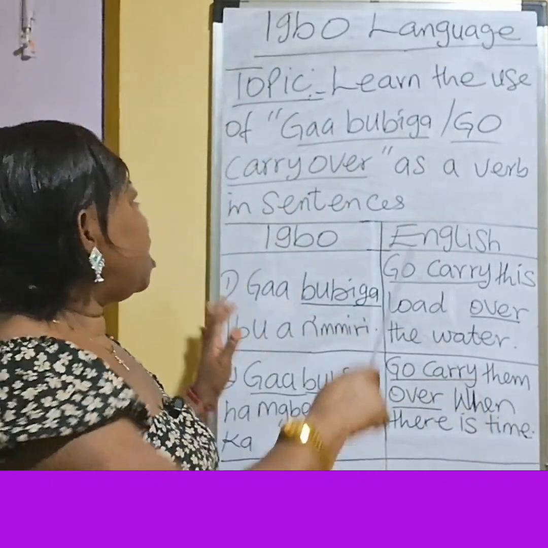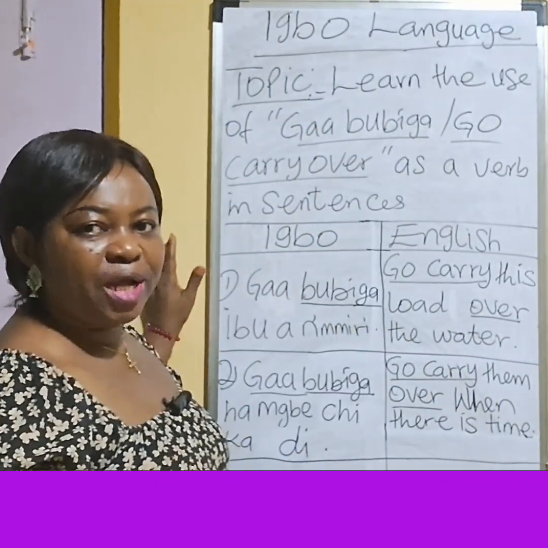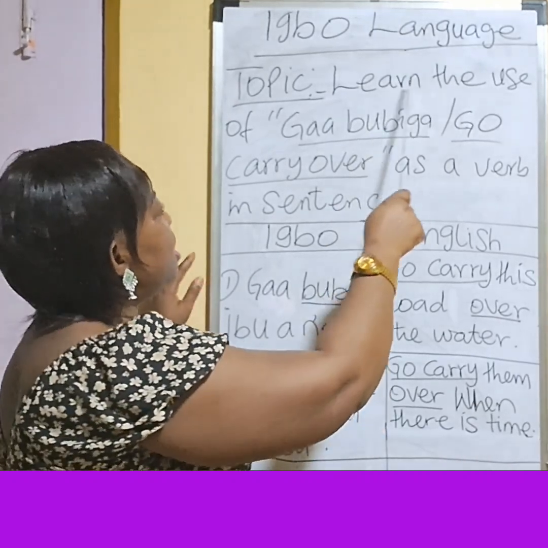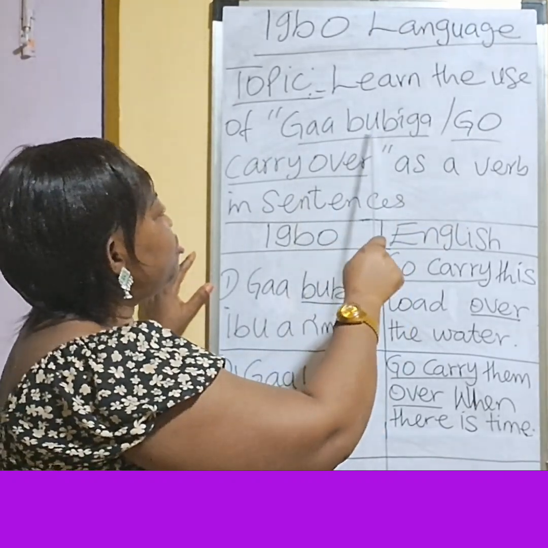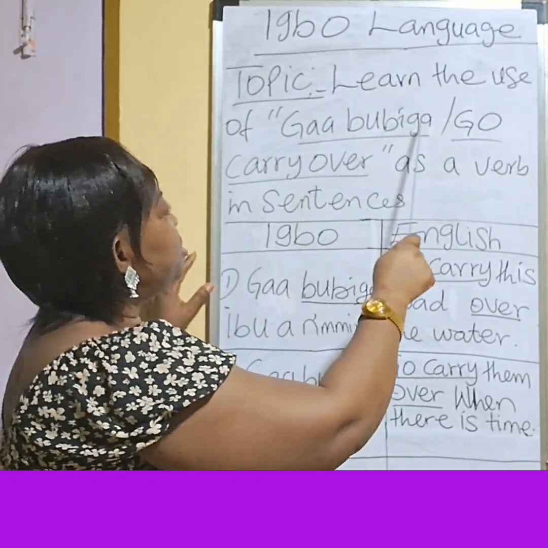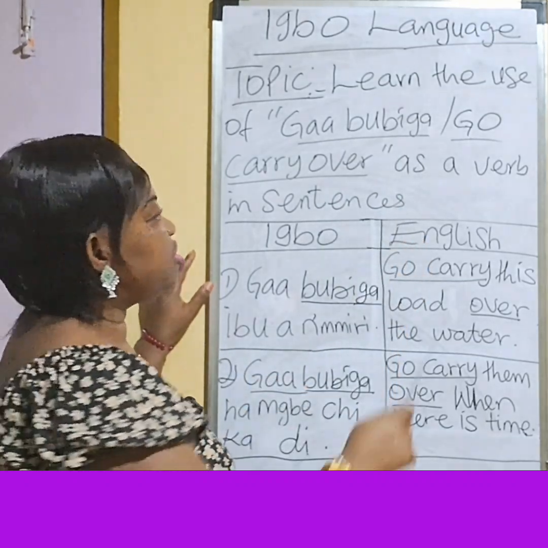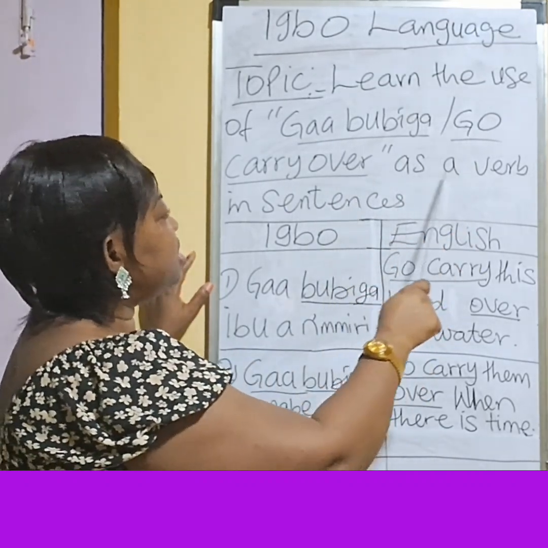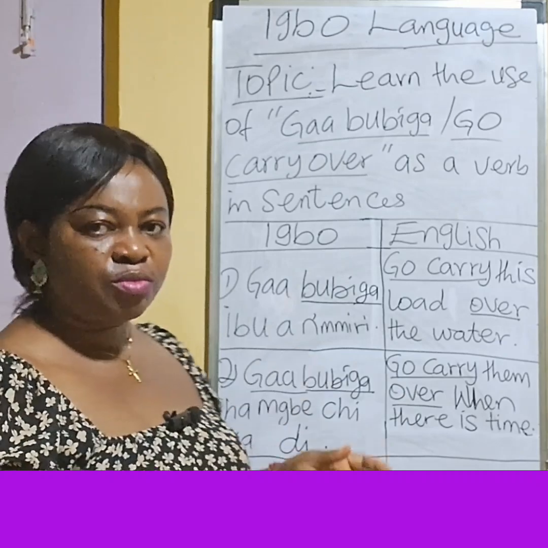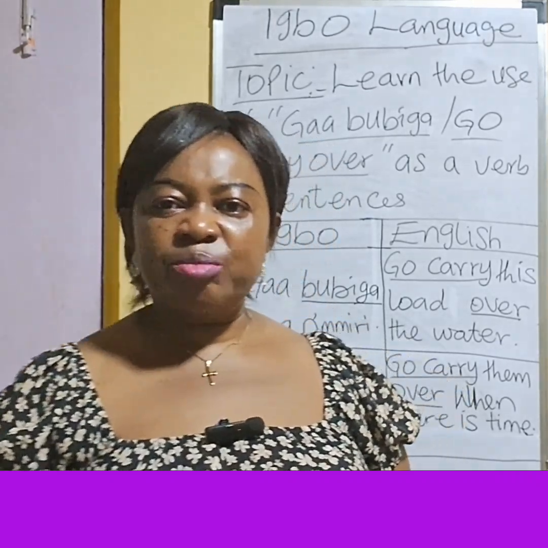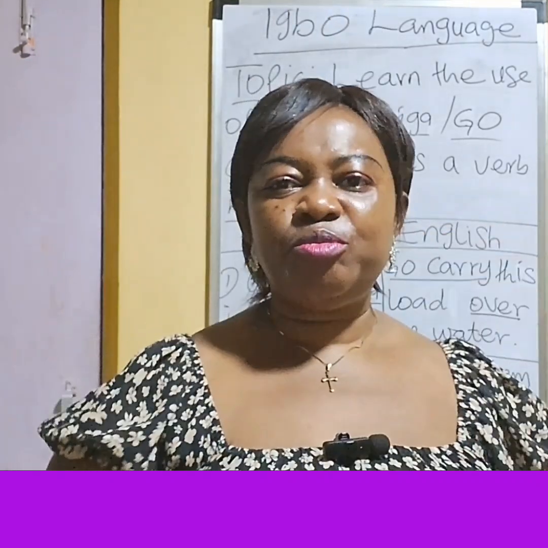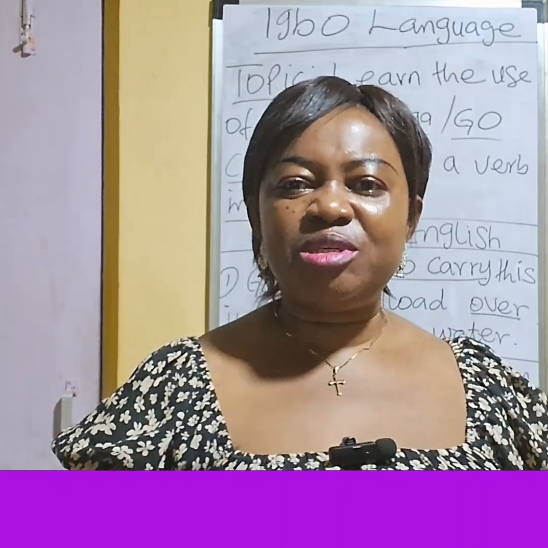We have Igbo language. Our topic says, learn the use of ga bubiga. Ga bubiga means, in English, go carry over, as a verb in sentences. We are going to look into a topic that says, ga bubiga. Ga bubiga means, go carry over.